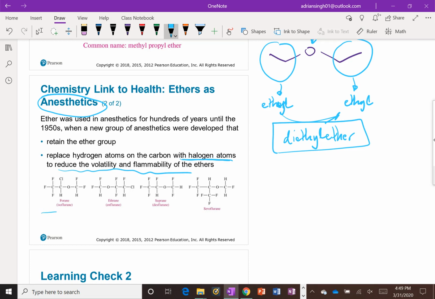So a very common one that's used is something called flurane or isoflurane, where several of these H's have been replaced by either fluorines or chlorines, right? So you'll still notice here that they're still ethers, right? The O between two carbons would make it an ether, and that's the case for all of these. Right? They're still derivatives of ether, and they still have that use as anesthetics.